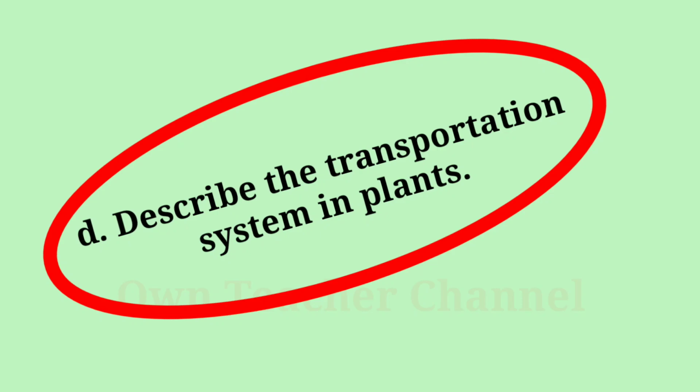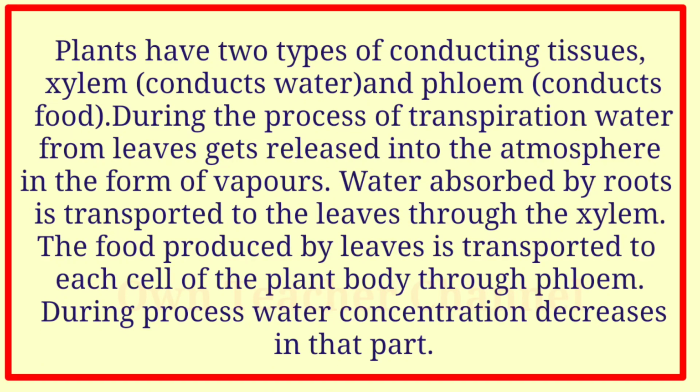D. Describe the transportation system in plants. Plants have two types of conducting tissues. Xylem conducts water and phloem conducts food. During the process of transpiration, water from leaves gets released into the atmosphere in the form of vapor. Water absorbed by roots is transported to the leaves through the xylem. The food produced by leaves is transported to each cell of the plant body through phloem.